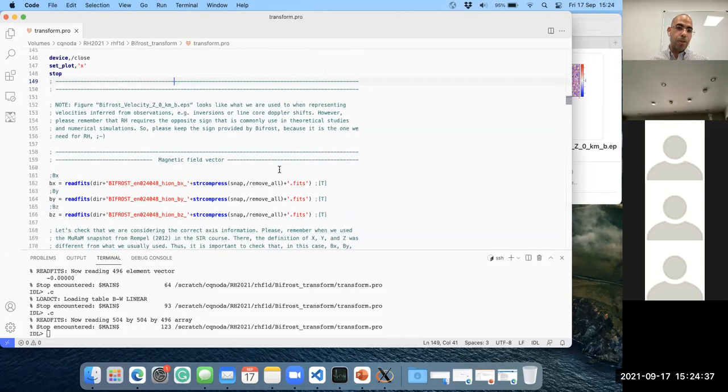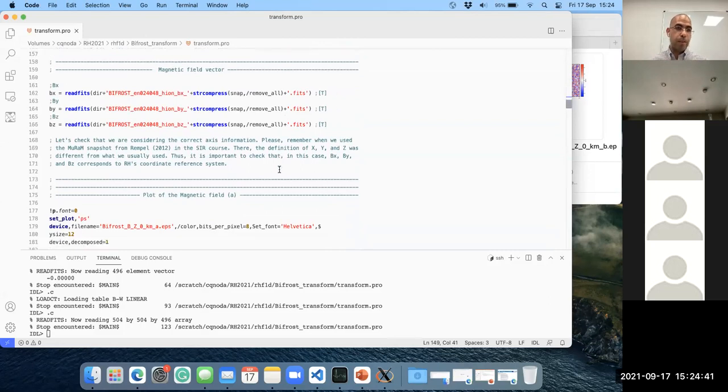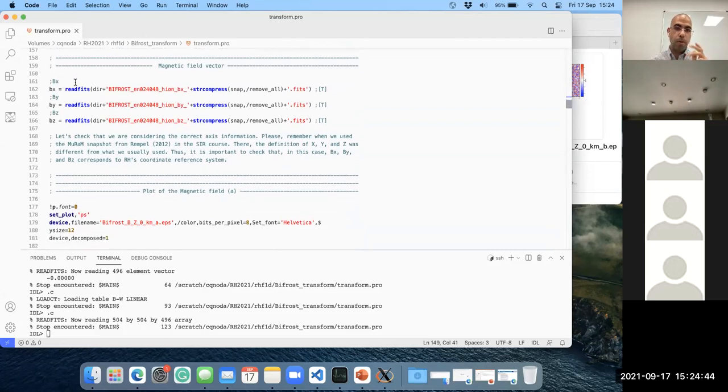Okay, so the next one is the magnetic field vector. In this case, we have the three components, so we load them, Bx, By, and Bz. Again, everything is SI, so it will be Tesla. This is exactly the same format we need for RH. So here, my recommendation again is to double check things.